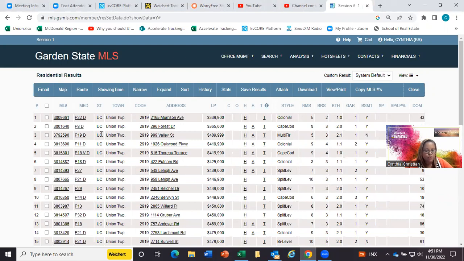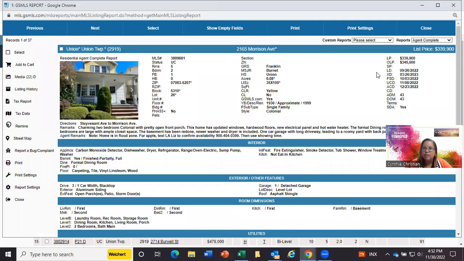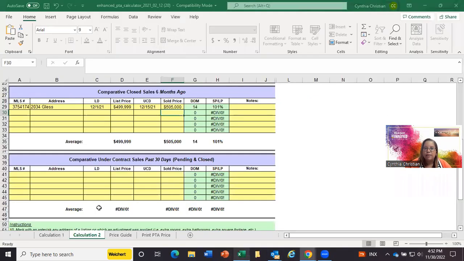So I'm going to pick the first one at 2165 Morrison, and that's listed at $339,900, and that went under contract. I'm going to look here under contract date: 11/8/22. So let's go put that in.